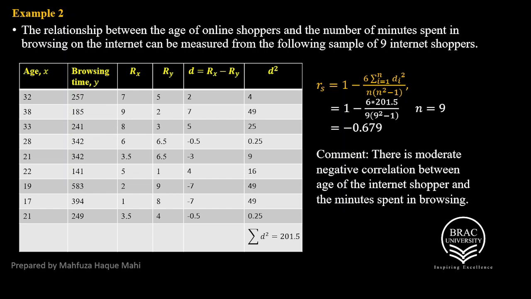Now look at the formula of Spearman's rank order correlation coefficient, which is Rs equal to 1 minus 6 summation of d square divided by n into n square minus 1. Here the value of summation of d square is equal to 201.5 and n equals 9. So after putting all these values in the formula, we have obtained the value of Spearman rank correlation Rs equal to minus 0.679, which means there is moderate negative correlation between age of the internet shopper and the minutes spent in browsing.